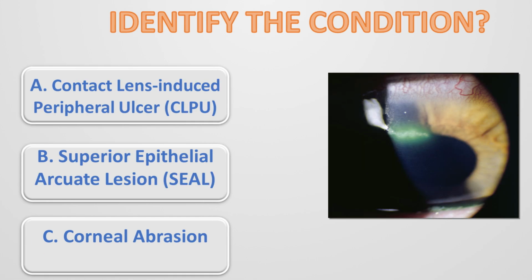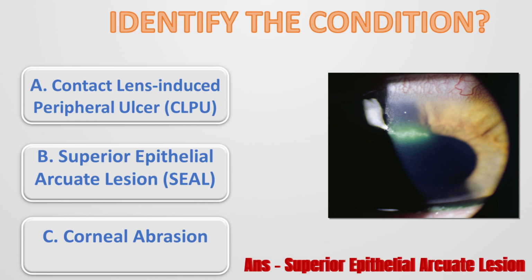Next slide. Identify the condition. Options are: A, contact lens-induced peripheral ulcer. B, superior epithelial arcuate lesion. C, corneal abrasion. The correct answer is option B, superior epithelial arcuate lesion.